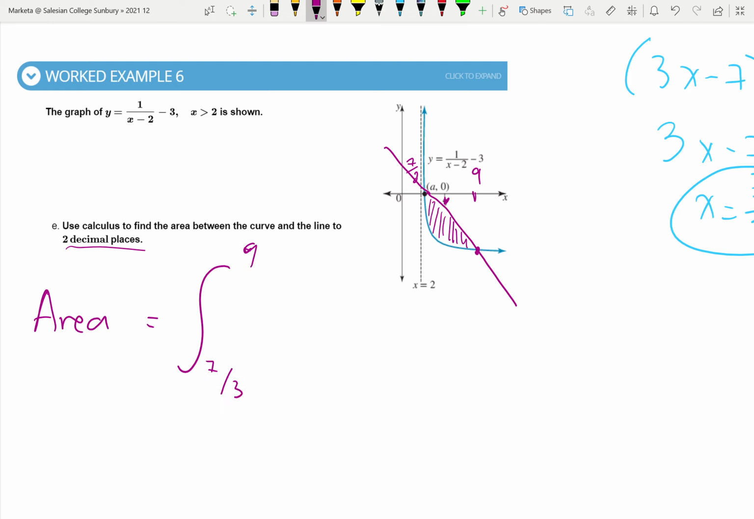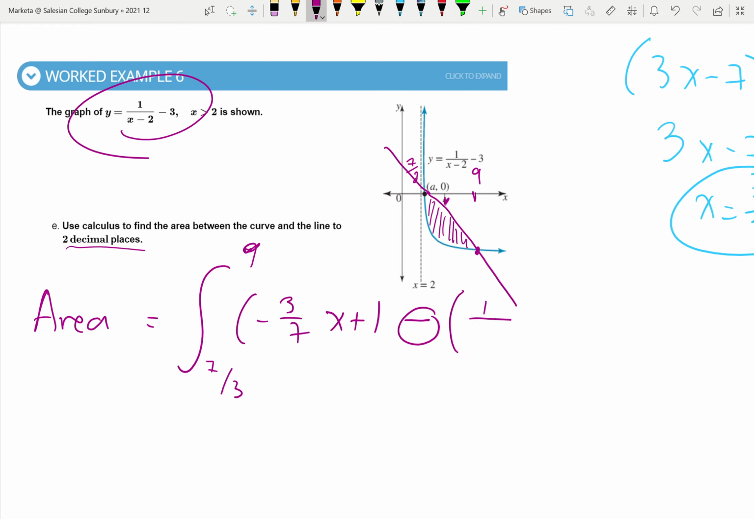And notice, when you're doing area between curves, you don't need to worry about flipping terminals or anything for negative areas. You just do the top curve or line minus the bottom. So now our top line is negative 3 on 7, x plus 1. And we've got to subtract this, which is 1 over x minus 2 minus 3 dx. So that whole thing there.